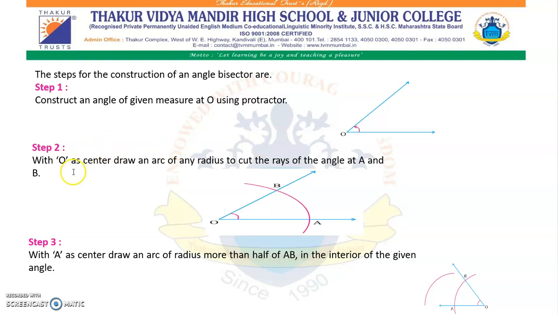In step 2, with O as the center, draw an arc of any radius to cut the rays of the angle at A and B. Step 3: with A as the center, draw an arc of radius more than half of AB in the interior of the given angle. You can see from the given figure, we have drawn an arc.